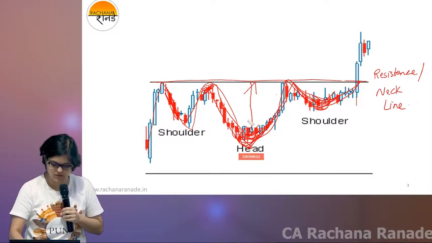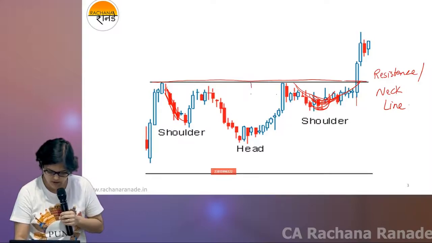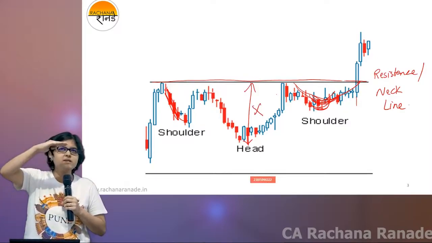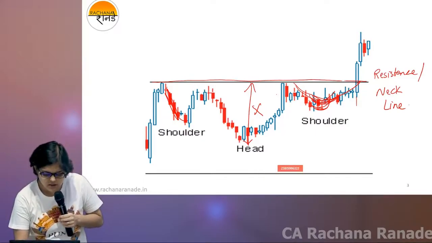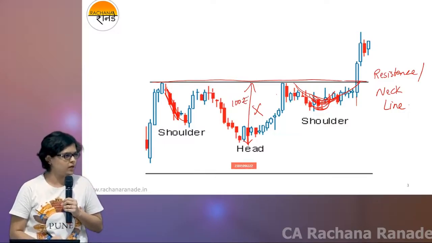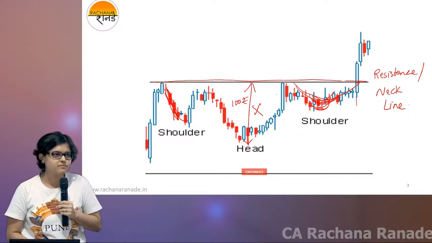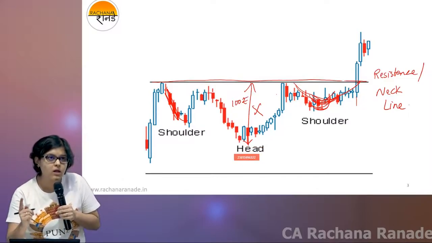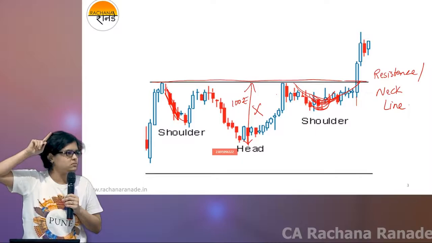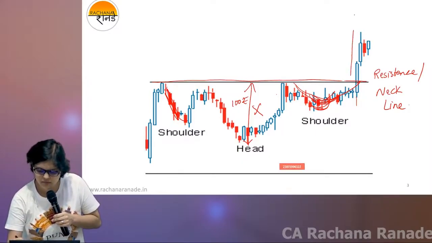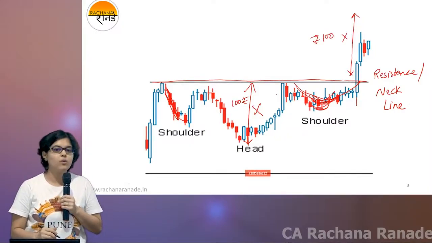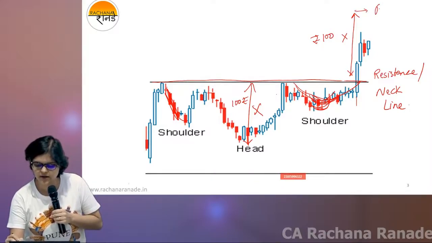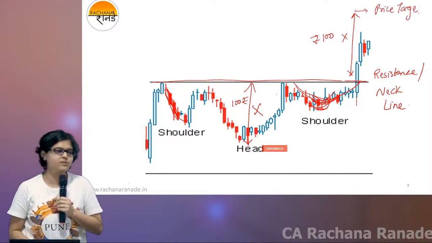Okay, I know it's a lot of lines, so I'll draw it like this. From here till the end of the head, this line. If this is X, in simple words, can I say how much low has it gone from the neckline that I'm calculating? Assume this is a 100 rupees move. Okay, then what is my price target? 100 rupees from the breakout candle, that is a neckline breakout. So I'm going to calculate 100 rupees from here. That will be my price target. Wait, don't write. I'll also talk about time target and then you can write. This is my price target.